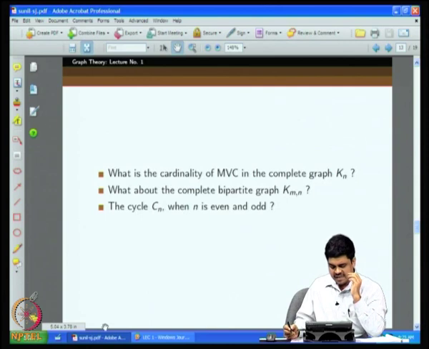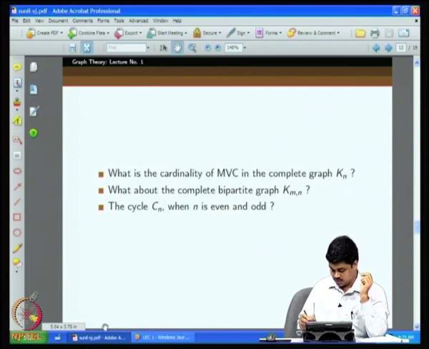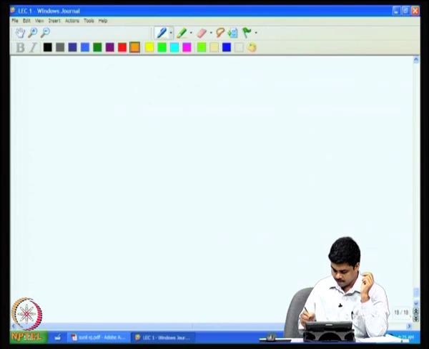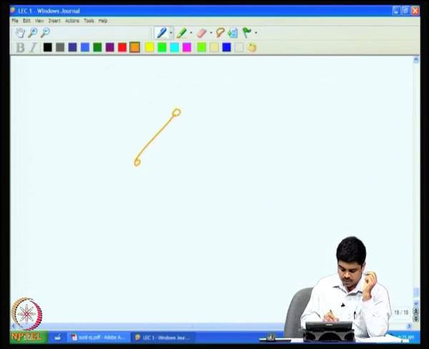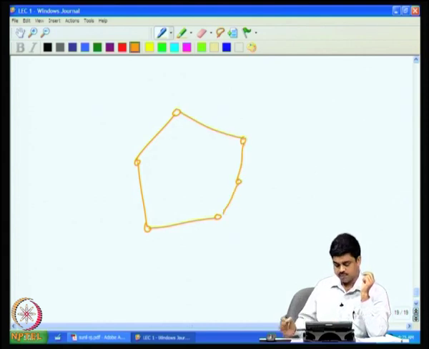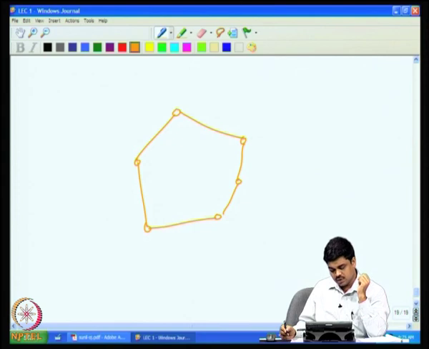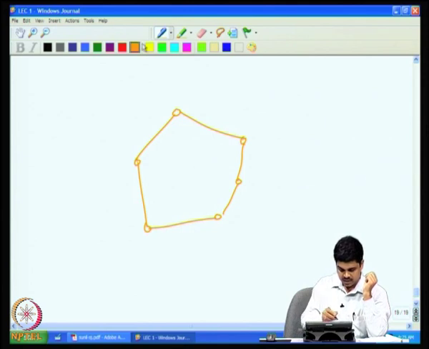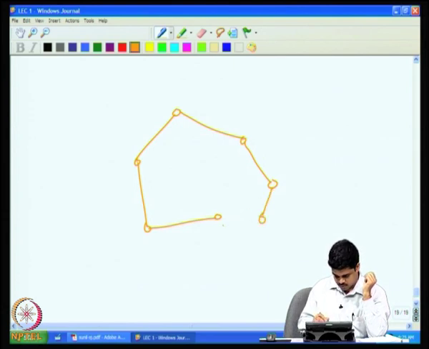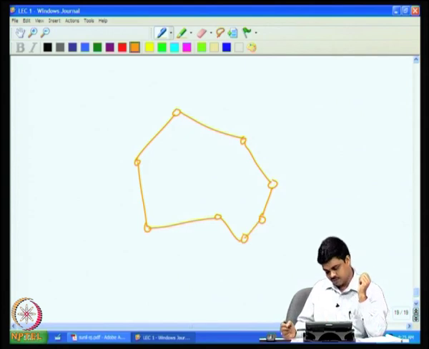Next, what about the cycle on n vertices? If we consider the cycle on n vertices, what should be the cardinality of a minimum vertex cover? Here I have drawn a cycle on 7 vertices. Let us make it 8. So, a cycle on 8 vertices.